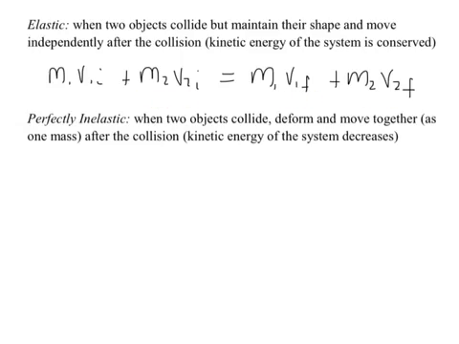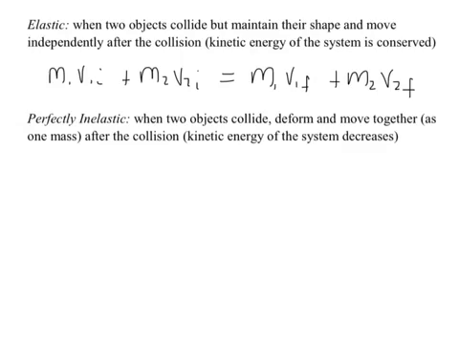With a perfectly inelastic collision, we have two objects colliding, but they deform, and then they move together as one mass. They fuse together in some way. And after the collision, the kinetic energy of the system decreases. Why does the kinetic energy of the system decrease? Because some of the energy in the system is used to make these two objects fuse together.